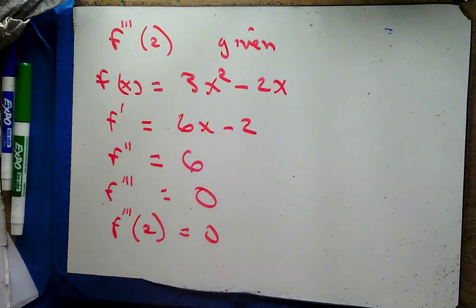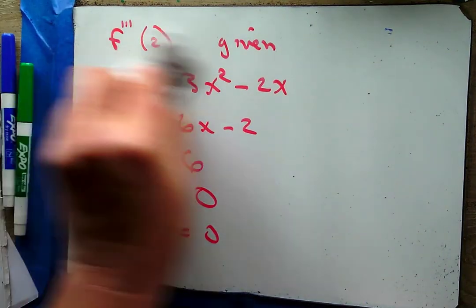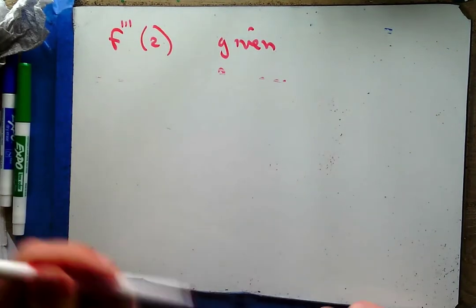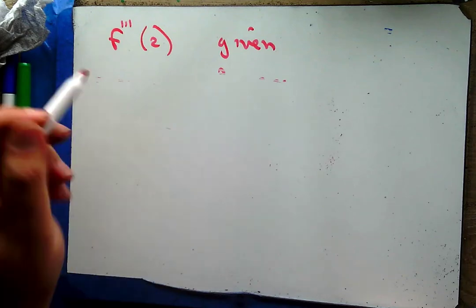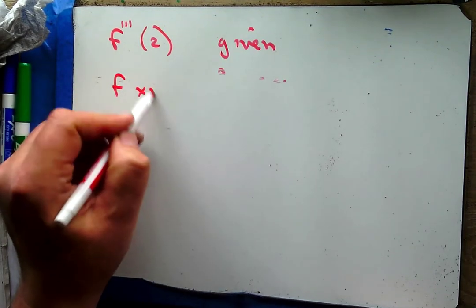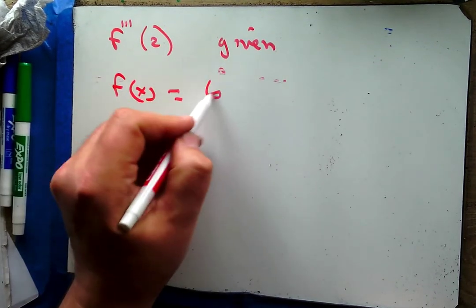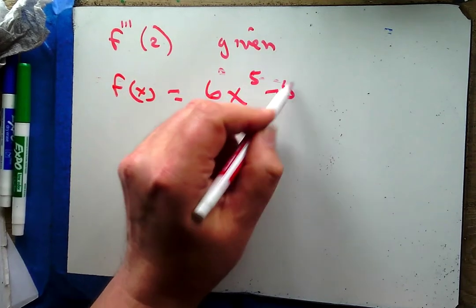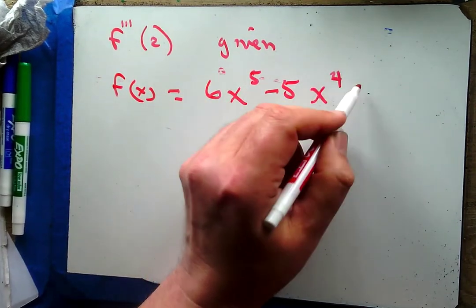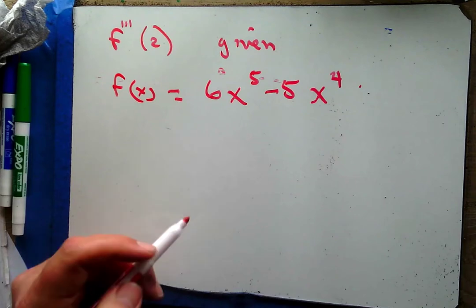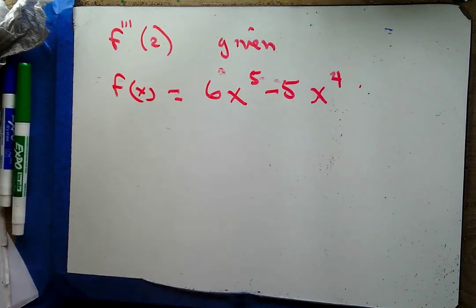Okay, what about this one: find f triple prime of 2 in this case? F of x equals 6x to the fifth minus 5x to the fourth. Try that one. Find f triple prime of 2.